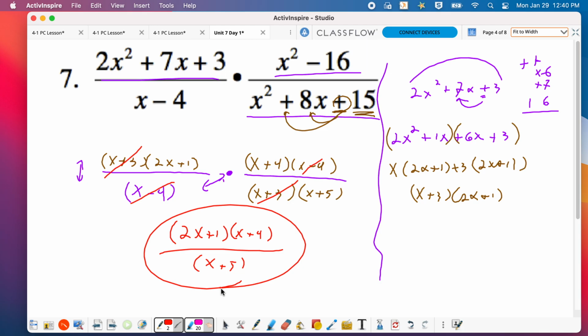That's my answer. It's all about the factoring. If you're struggling factoring, lean over and have somebody in the class help you. Google it. Look on Khan Academy. Look somewhere. But we've got to be able to factor.